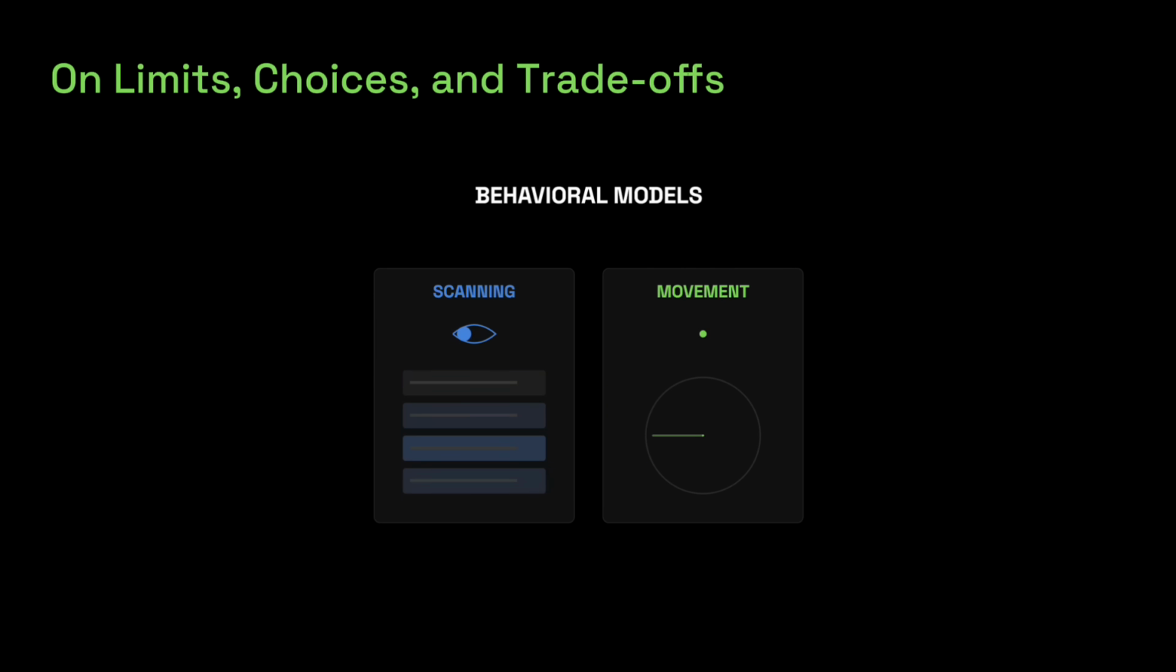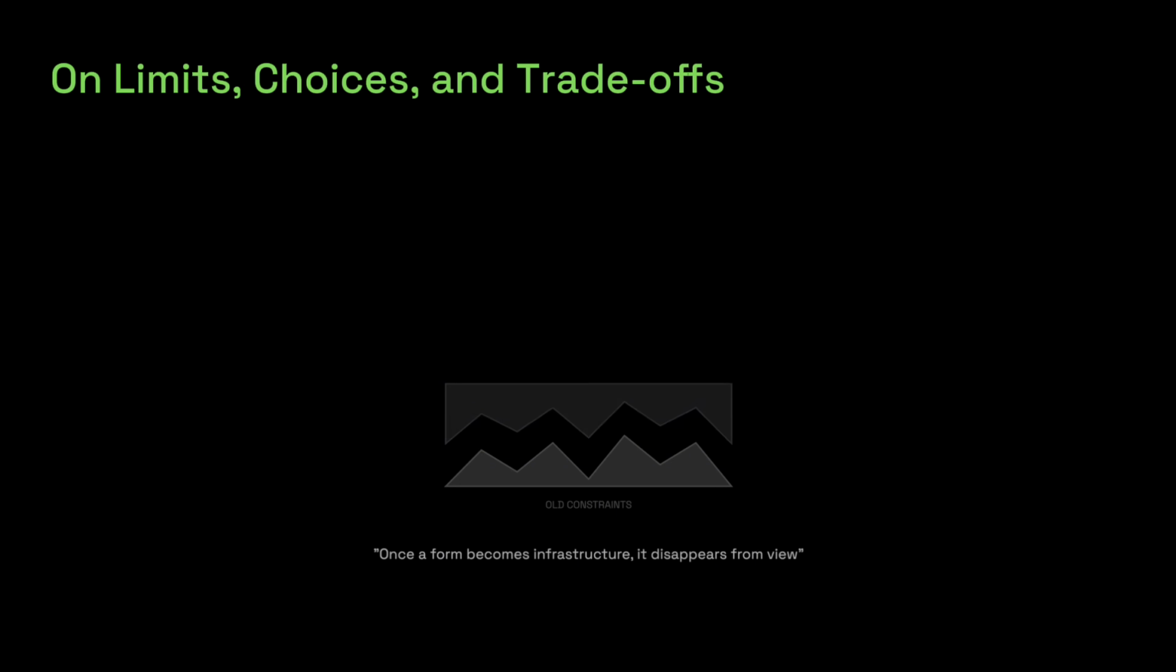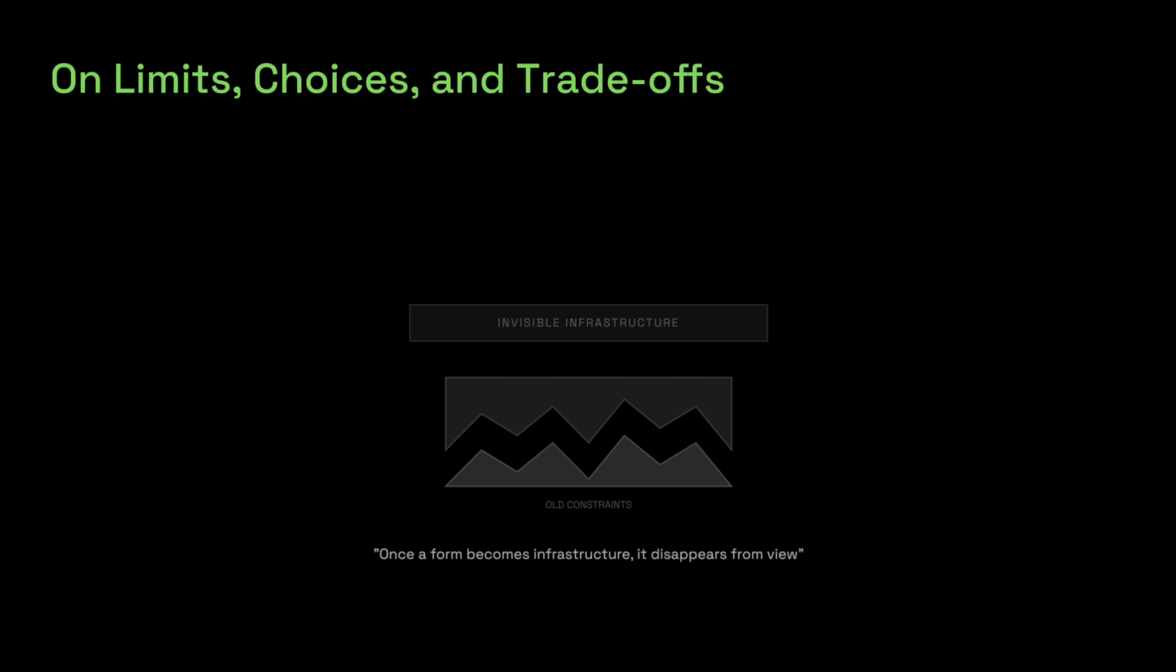Linear and radial interfaces embody different models of human behavior. Lists assume scanning, reading, categorizing, and searching. Radial structures assume movement, direction, repetition, and memory. The main point I'm trying to make in this video is that while acknowledging the difference in these interface elements and the fact that neither is inherently superior, interface history does not show a failure to adopt better designs. It shows how early constraints solidify into permanent structures. Once a form becomes infrastructure, it disappears from view and stops being questioned.